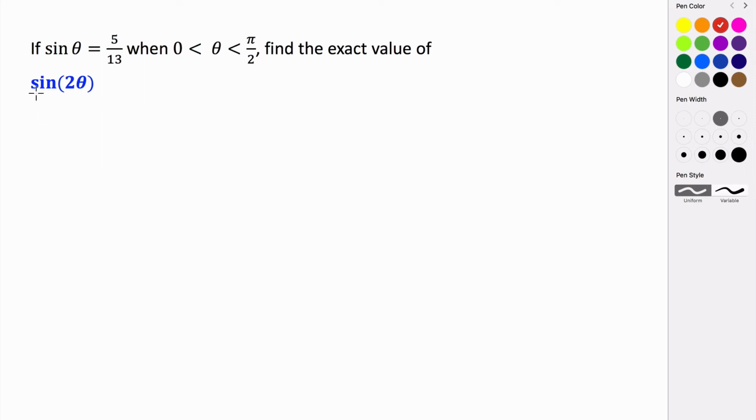In this problem, we want to find the sine of 2 theta, if the sine of theta is 5 over 13, and we're given that theta is in between 0 and pi over 2. So in order to do this, we're going to have to use the double angle formula. Before we can do that, we need to draw our triangle, because remember that the sine of 2 theta is equal to twice the sine of theta times the cosine of theta. And we only know information about the sine.